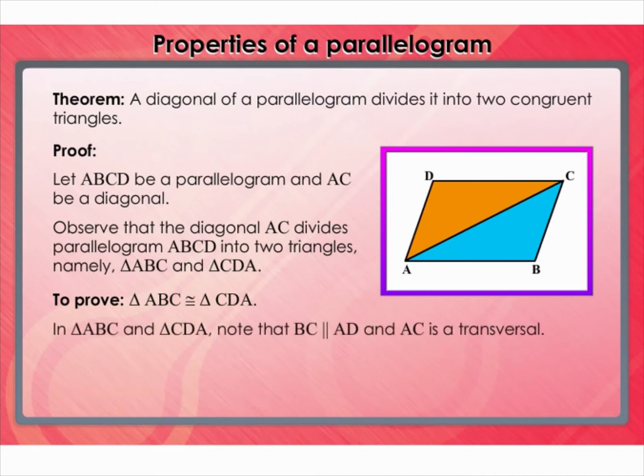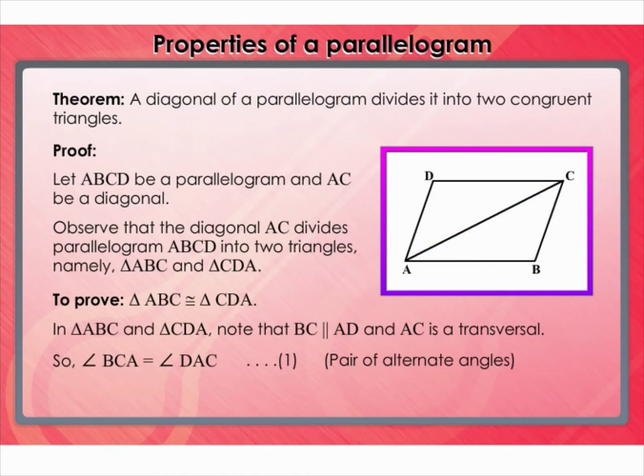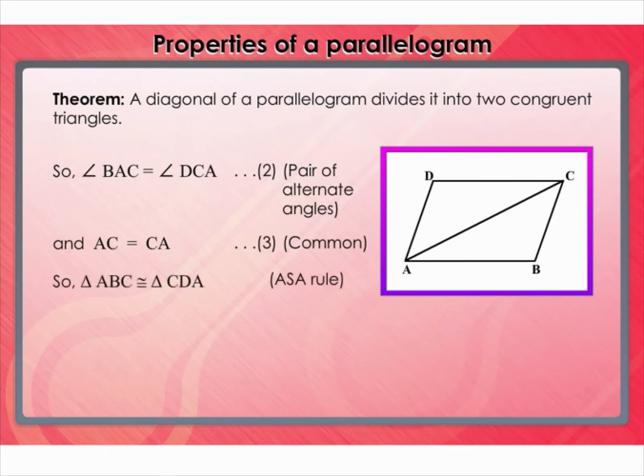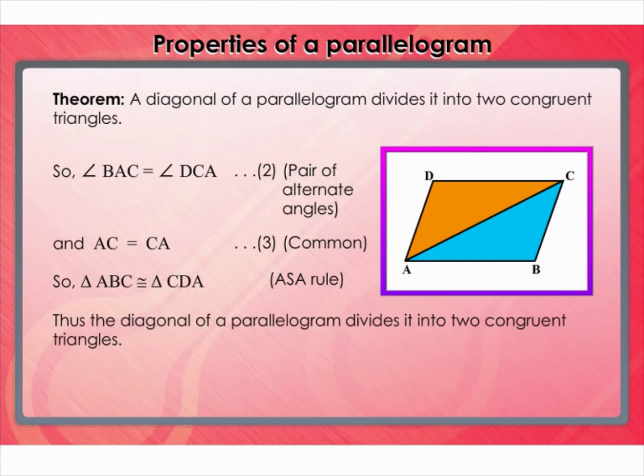In triangle ABC and triangle CDA, note that BC is parallel to AD and AC is a transversal. So, angle BAC is equal to angle DCA and side AC is common to both the triangles. Thus, from equations 1, 2, and 3, two angles and the included side of triangle ABC are equal to the corresponding two angles and the included side of triangle CDA. This implies triangle ABC is congruent to triangle CDA by ASA congruence rule. Thus, the diagonal of a parallelogram divides it into two congruent triangles. Hence the proof.